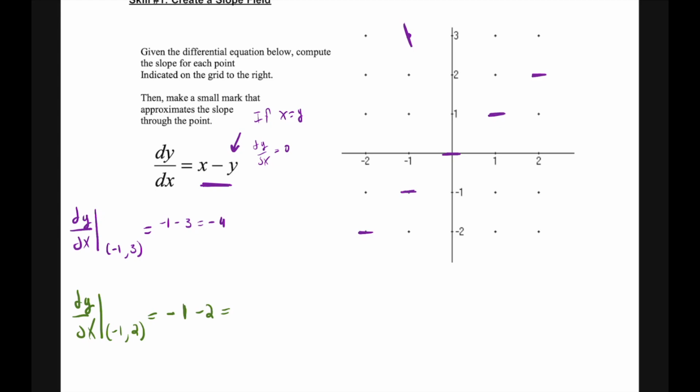What am I thinking through this wrong? Oh, and sorry. So -2 is the y value. So we're going to have -1 minus -2. Okay, that was what was confusing me. And so -1 plus 2 is 1. And so this slope would be 1.